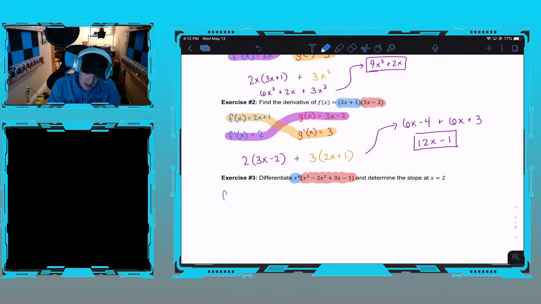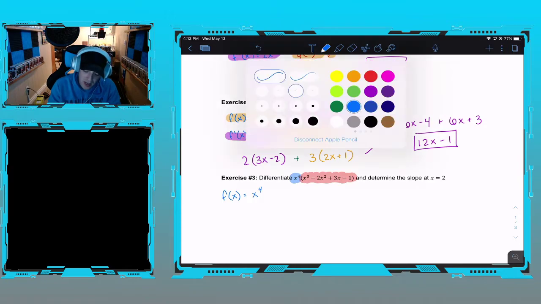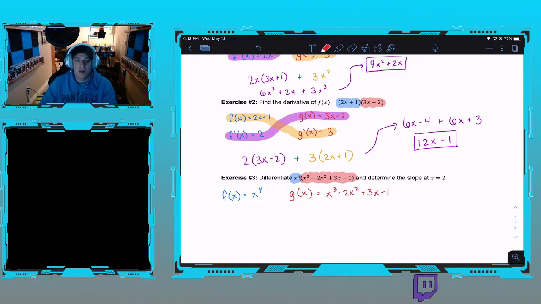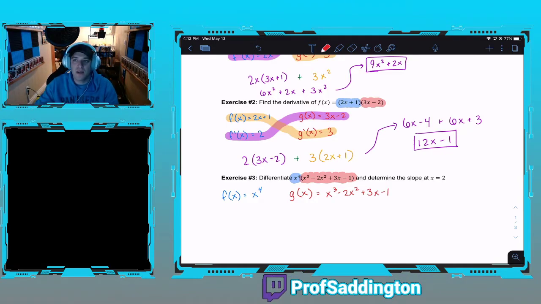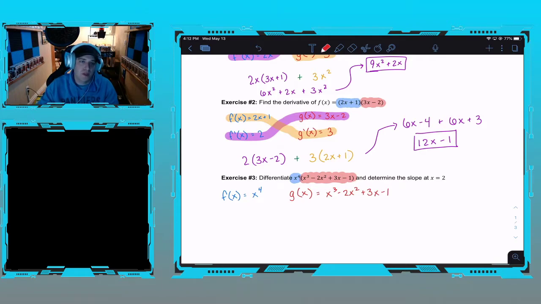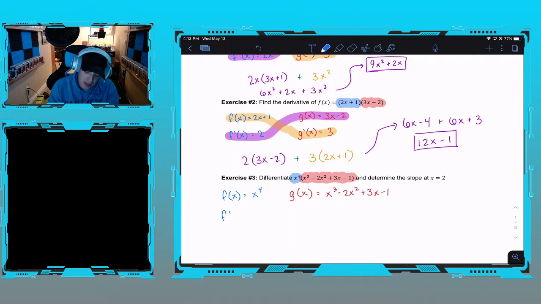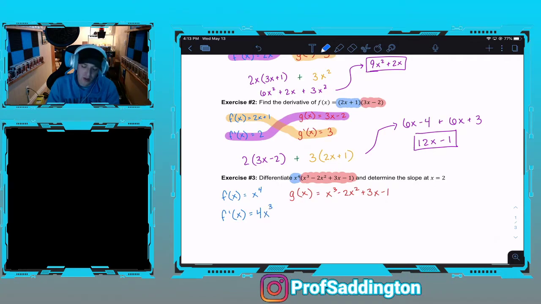So I have f of x is equal to x to the 4th. I have g of x is equal to x cubed minus 2x squared plus 3x minus 1. And now I'm just looking to find the derivative of both. So if I go to find the derivative of the first one, a little bit easier because there's only one term there. In this case, if I multiply the 4 by the coefficient, I'll have 4x to the 3rd power.